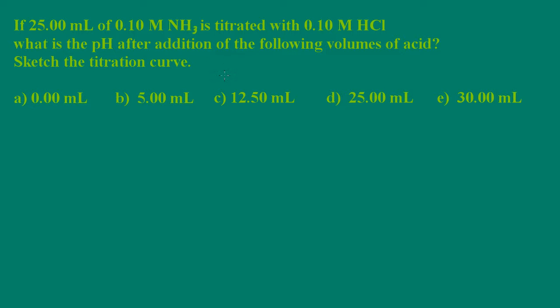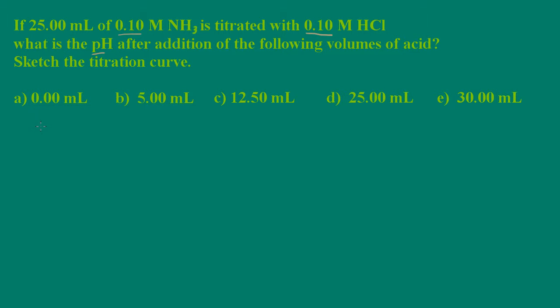Here we're going to look at the titration of a weak base by a strong acid. We're told that we have 25 milliliters of 0.1 molar ammonia being titrated with 0.1 molar hydrochloric acid. We're asked, what is the pH after the addition of the following volumes of acid? In part A, we want to know the pH of the solution before any added acid.